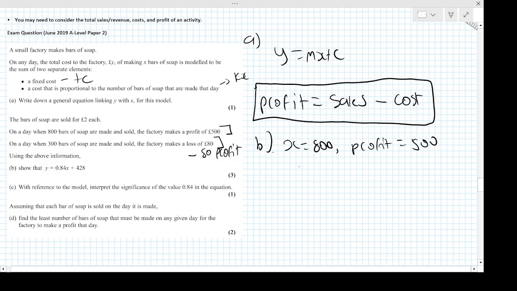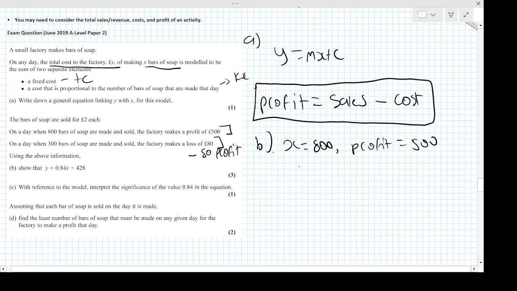But let's remind ourselves, what is y? Well, y is the total cost to the factory on a day, and x is the number of bars of soap. So x is the number of bars of soap, and y is the total cost. But we have profit here. Profit is not cost. So that's the profit. In order to work out cost, we need the sales as well.